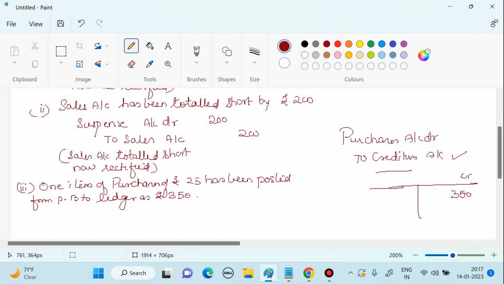So we have to put only 25 here. As you said correctly, you have to write to the debit 325. So creditors account debit 325 to suspense account 325.